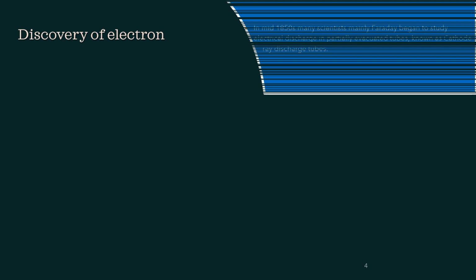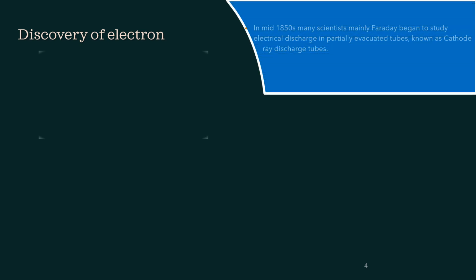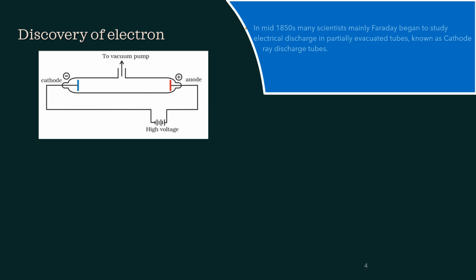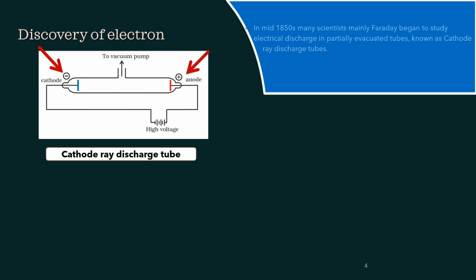Again, in the mid-1850s, he began to study electrical discharge in partially evacuated tubes known as cathode ray discharge tubes. This is the cathode ray tube, made of glass, containing two thin pieces of metal called electrodes sealed in it. The negative side is called the cathode and the positive side is called the anode. These two electrodes are connected with a high voltage battery, and above we can see the vacuum pump. By using this vacuum pump, we can reduce the pressure of the gases in the tube.